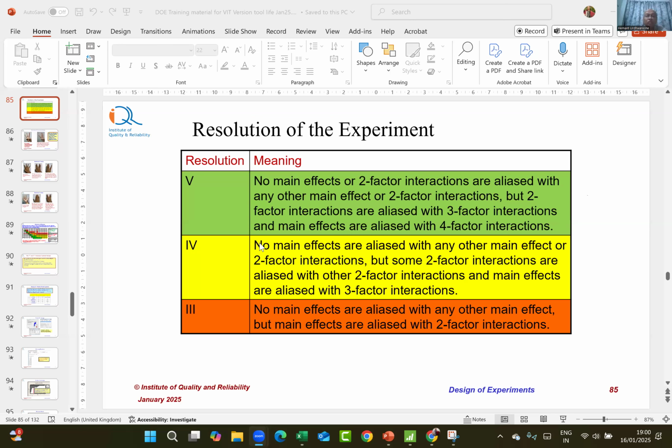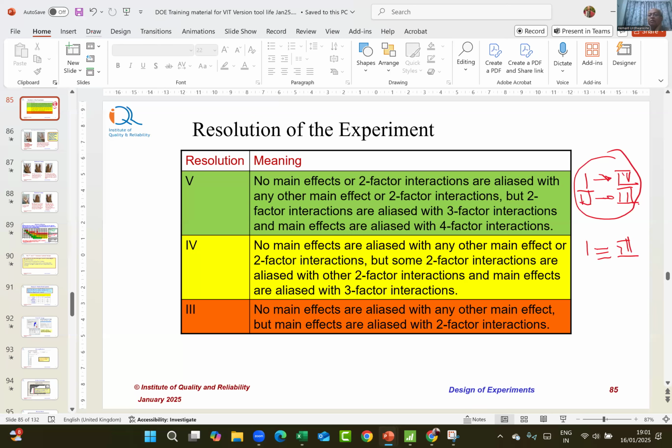Now, if you see resolution code 4 design, the combinations are 1 and 3. So if I write the confounding on the right side, main effects are confounded with four-factor interactions and two-factor interactions are confounded with three-factor interactions in resolution 4 design. I mean resolution 5 design. Here it is 1 confounded with 3, and two-factor interactions confounded with some other two-factor interactions. So 2 plus 2 is 4, 1 plus 3 is also 4.